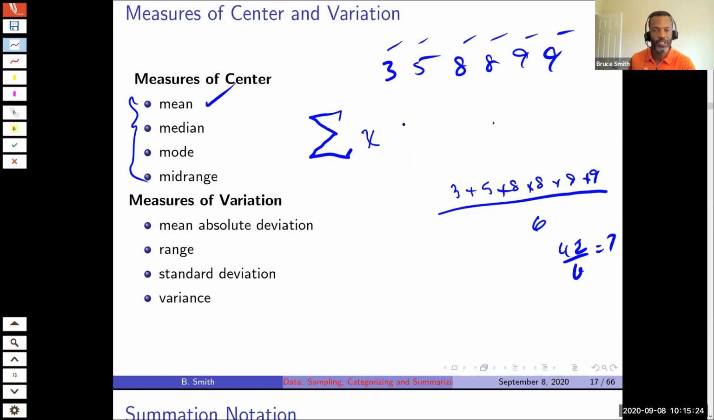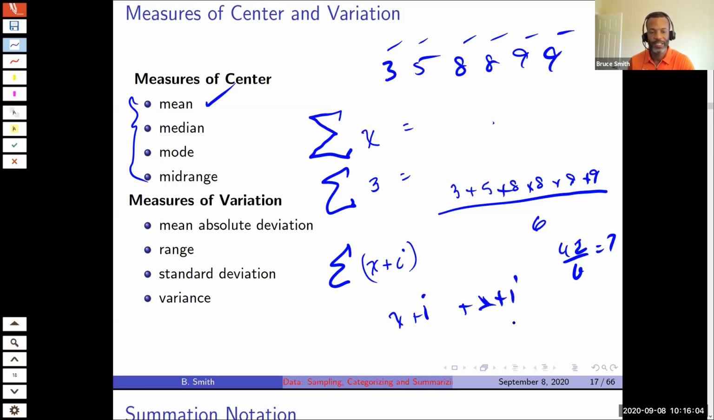So sigma notation is a way of saying this is x plus x plus x plus x plus x. It's a way of saying, I don't want to write this out forever. That's all it is. And so if I said sigma notation on 3, that means that it's going to be 3 plus 3 plus 3 plus 3. It's a sum of whatever it is that sits in front. It really doesn't matter what it is. If I say sigma over x plus i, it means it's going to be x plus i, x plus i, x plus i, and so forth.